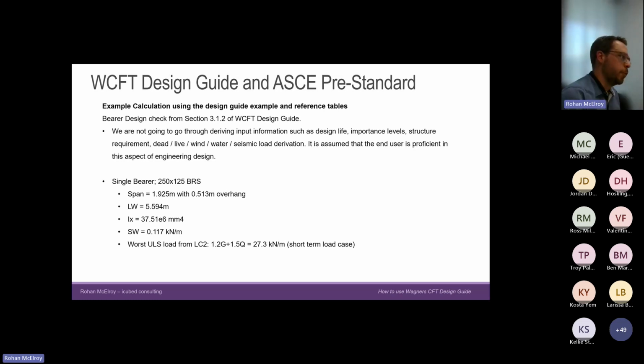So in this instance, we've got a single bearer. It's a 250 by 125 BRS, spanning about 1 meter with half a meter overhang either side. This is on a typical boardwalk. The load width is 5.6 meters. We've got a second moment area there. We've got a self weight, and down the bottom, I've just pulled load combination 2 from the design manual, which is your largest short-term load case, being 1.2 G plus 1.5 Q.